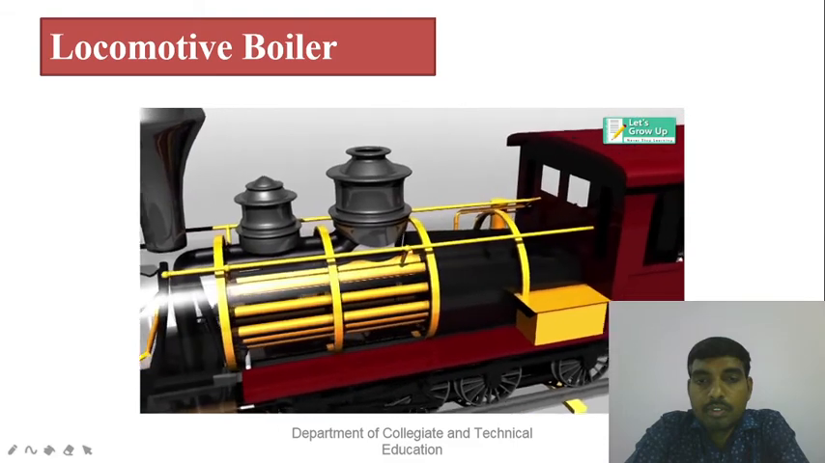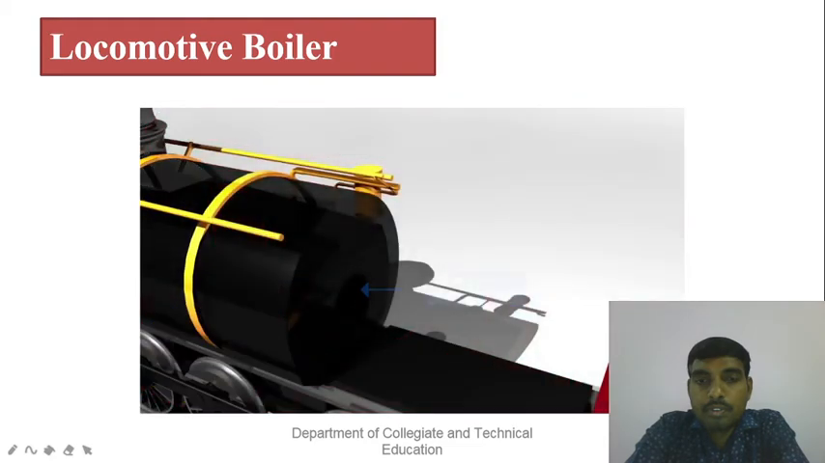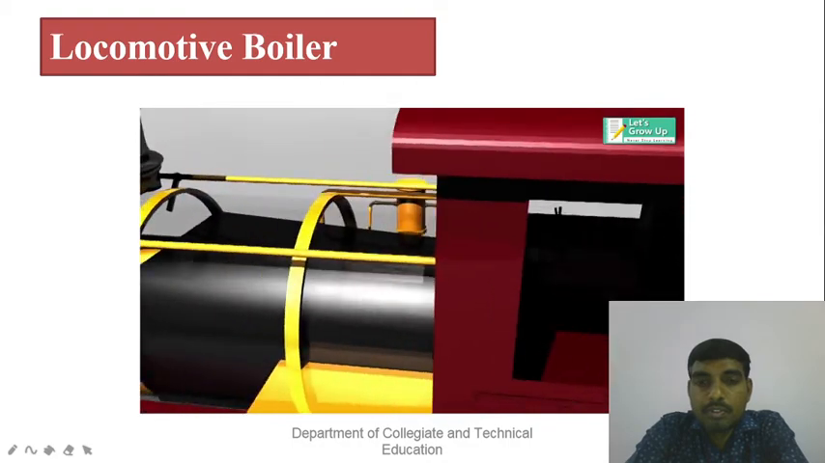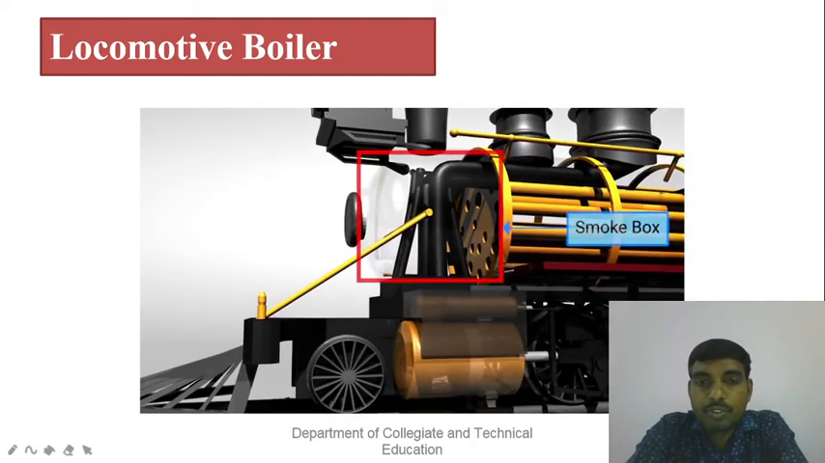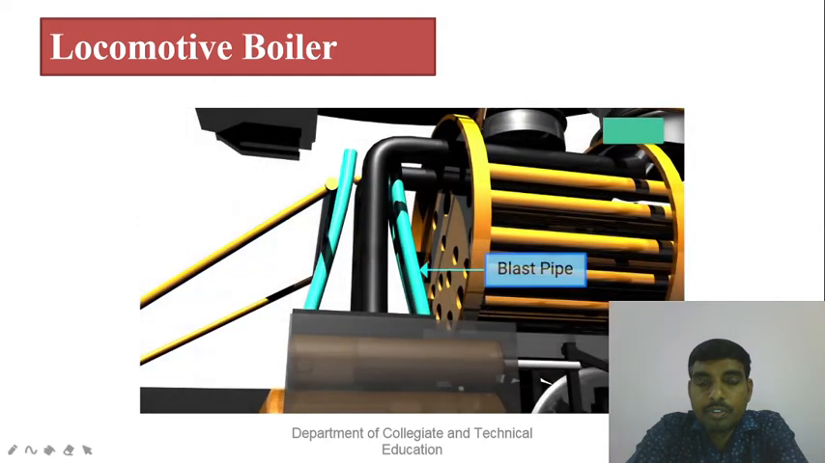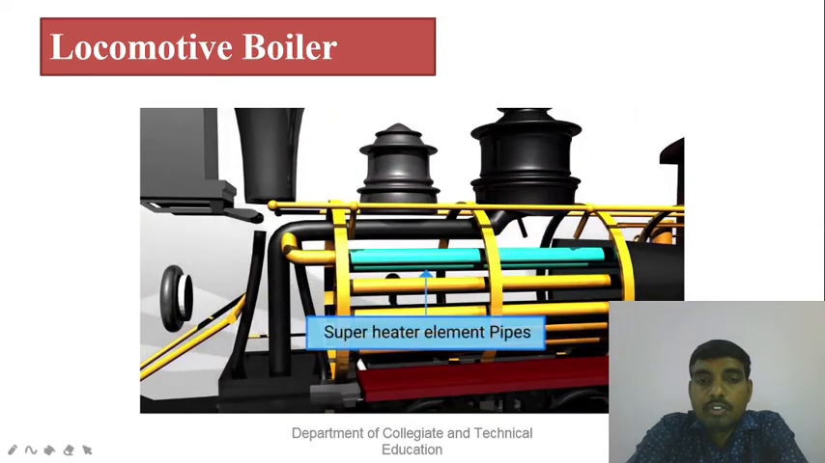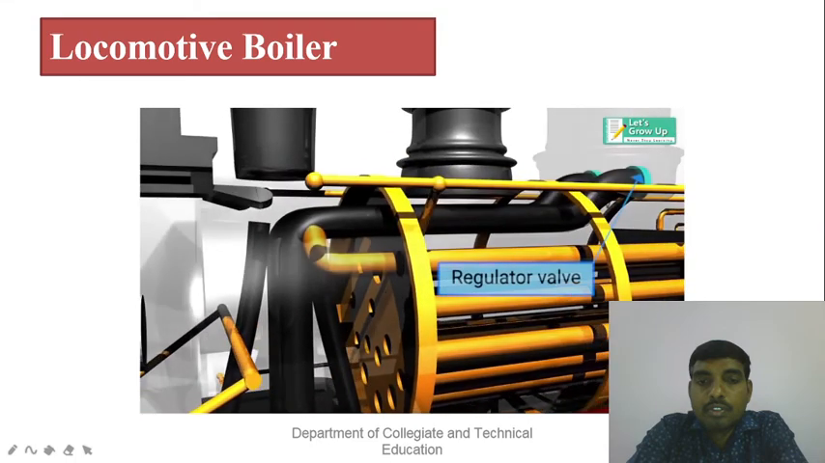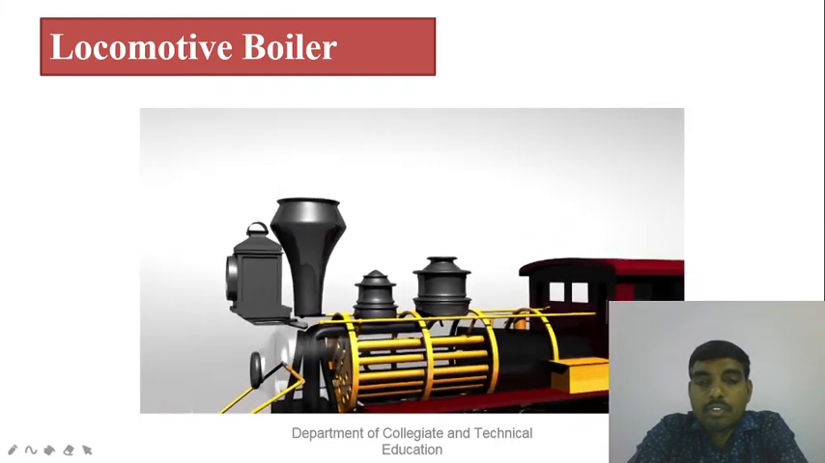Let's learn the different parts of the steam locomotive boiler engine. These are fire hole, fire box, smoke box, blast pipe, superheater header, superheater element pipes, dome, regulator valve, safety valve, and chimney.